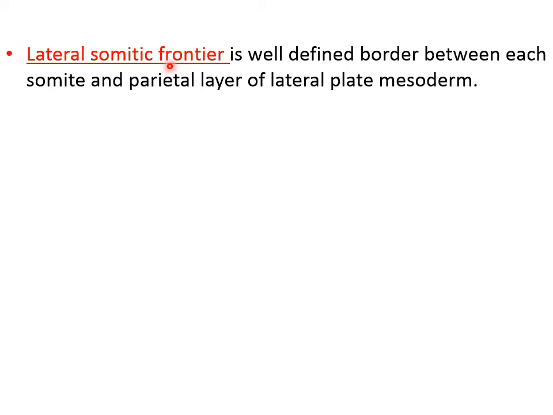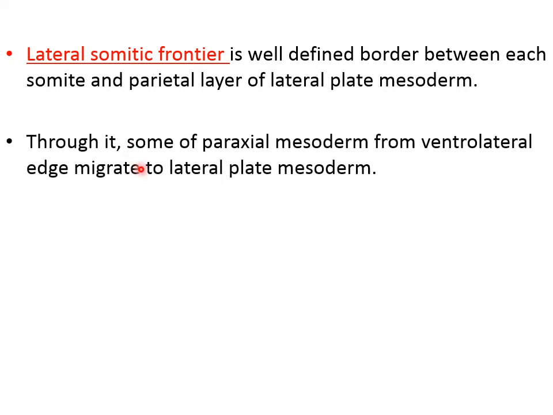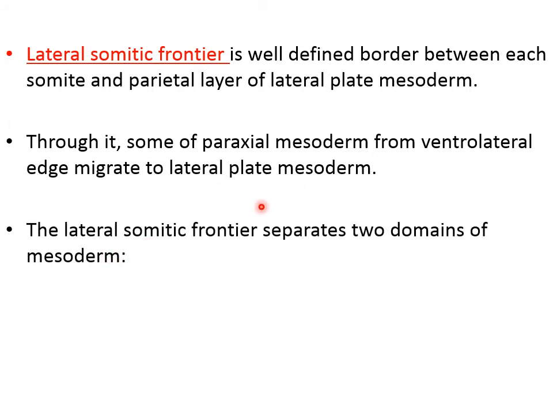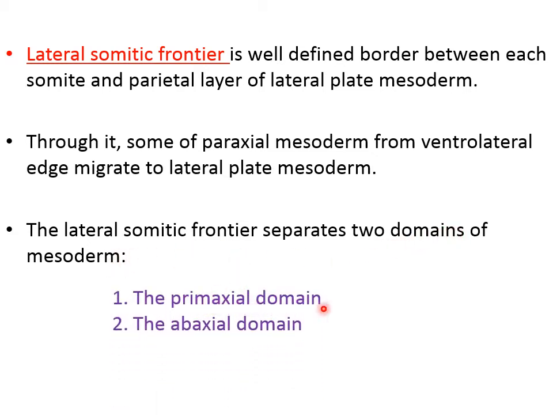The lateral somatic frontier is a well-defined border between each somite and the parietal layer of the lateral plate. Through this lateral somatic frontier, some of the paraxial mesoderm from the ventrolateral edge migrate to the lateral plate mesoderm. So the lateral somatic frontier separates two domains of mesoderm, the primaxial domain and the abaxial domain.